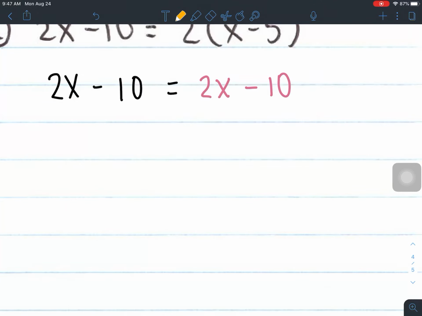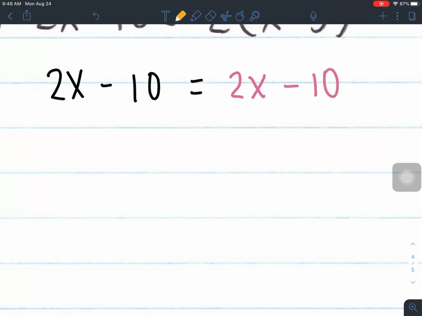So, goal is to get the variable by itself. What I like to do is get rid of all the numbers if possible. Combine your like terms if you can. Well, there's 2 ways you could do this. But I'm going to start with getting rid of that 10 first. It doesn't matter which side I start with. I'm going to start on this side. I'm going to get rid of that negative 10. Now, how do I get rid of minus 10? Well, I do the opposite by adding 10 to both sides.